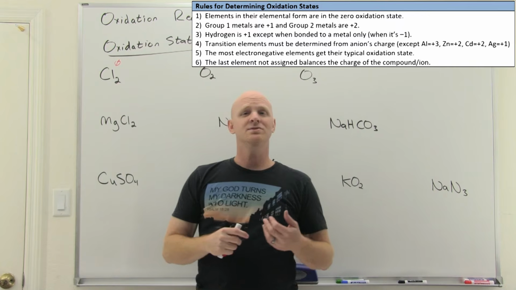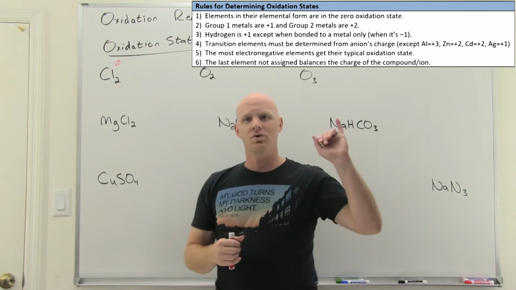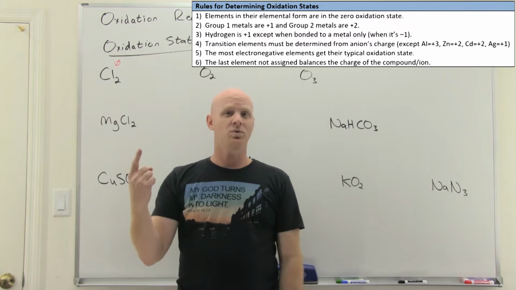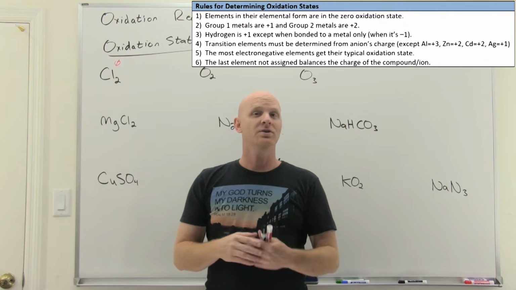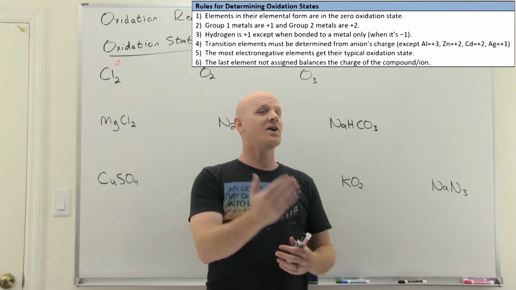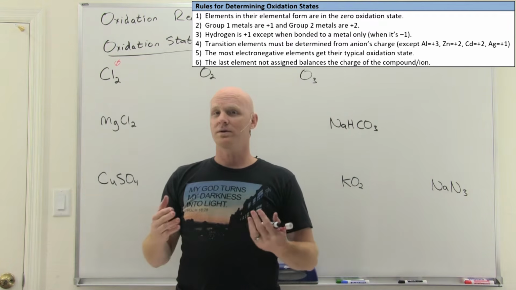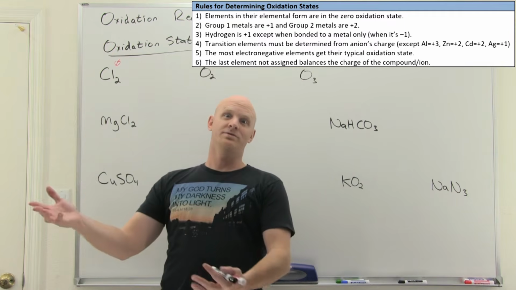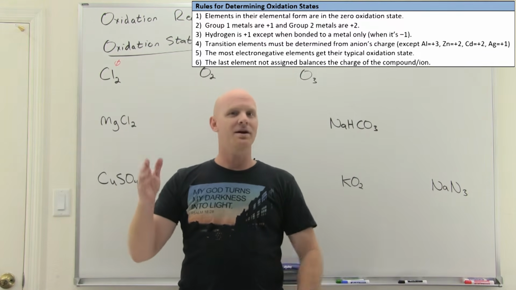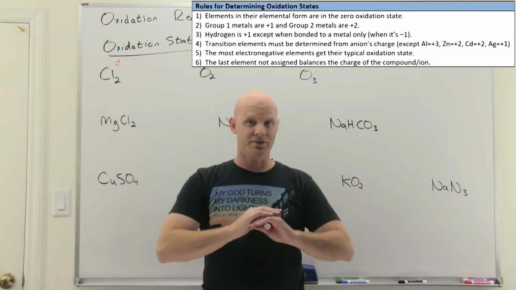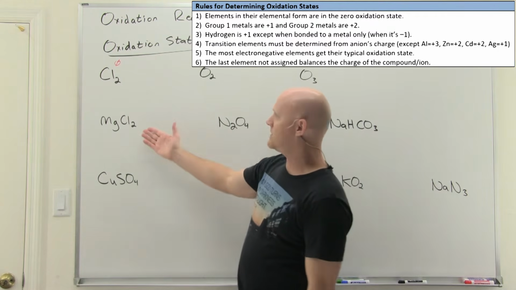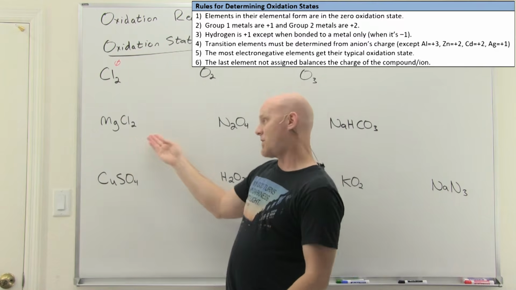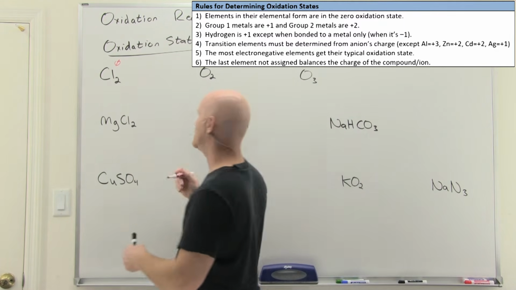If you look for rule number 2, the first thing you want to look for are group 1 and group 2 metals, because in ionic compounds, group 1 metals are always +1 and group 2 metals are always +2. Now notice I said in ionic compounds. Group 1 and group 2 metals aren't always +1 and +2, because they're not when they're in the elemental form. But if they're in an ionic compound, they're going to be +1 and +2 respectively every time. So if we look at magnesium chloride here, magnesium is in group 2 on the periodic table, and as part of a compound is always going to be +2.